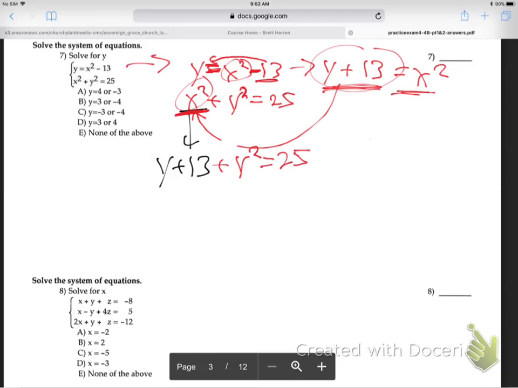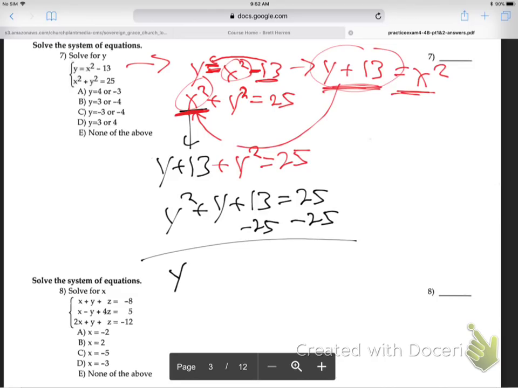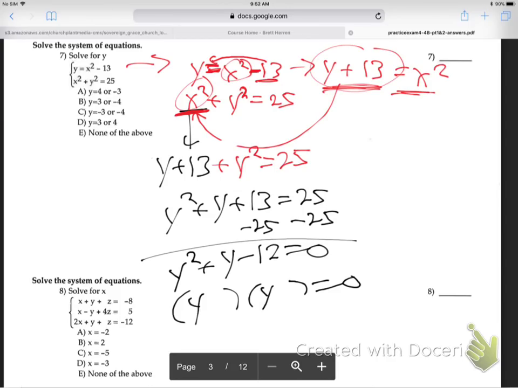Now this isn't too bad. Let me reorder it: y squared plus y plus 13 is 25. Subtract the 25, you just got to get a 0. So y squared plus y minus 12 is 0. Factor it. What multiplies to be 12? 4 and 3. The sign in the middle goes on the bigger one when you factor, so plus 4, minus 3. Ta-da.